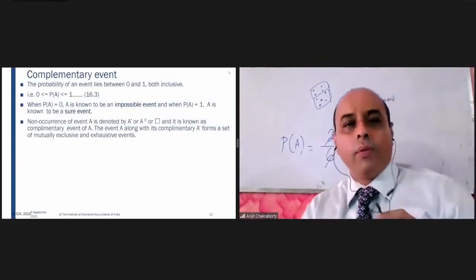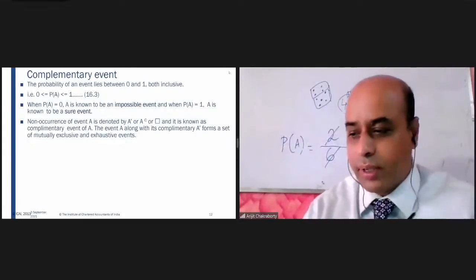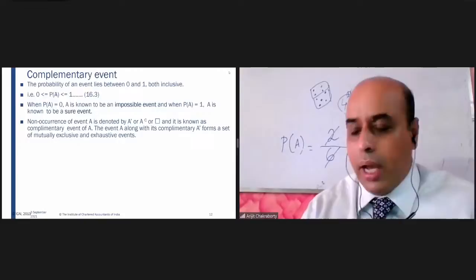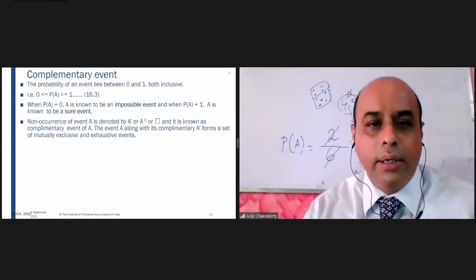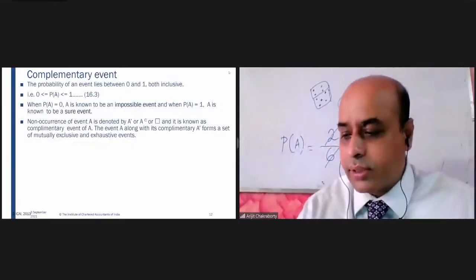So when probability of A is equal to 0, we will call it an impossible event. And when probability is 1, it is a sure, 100% certain event, or a certain event.